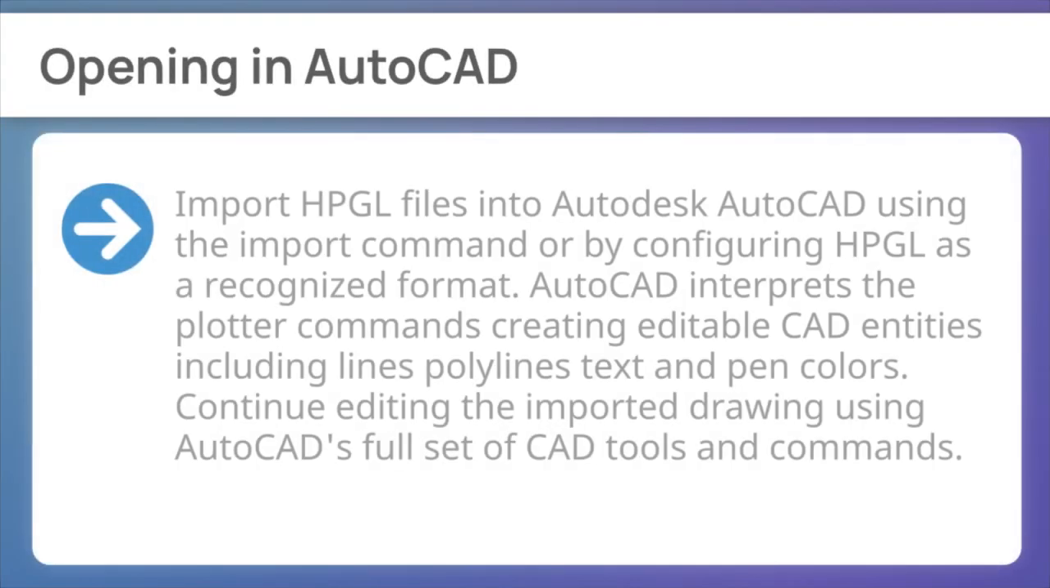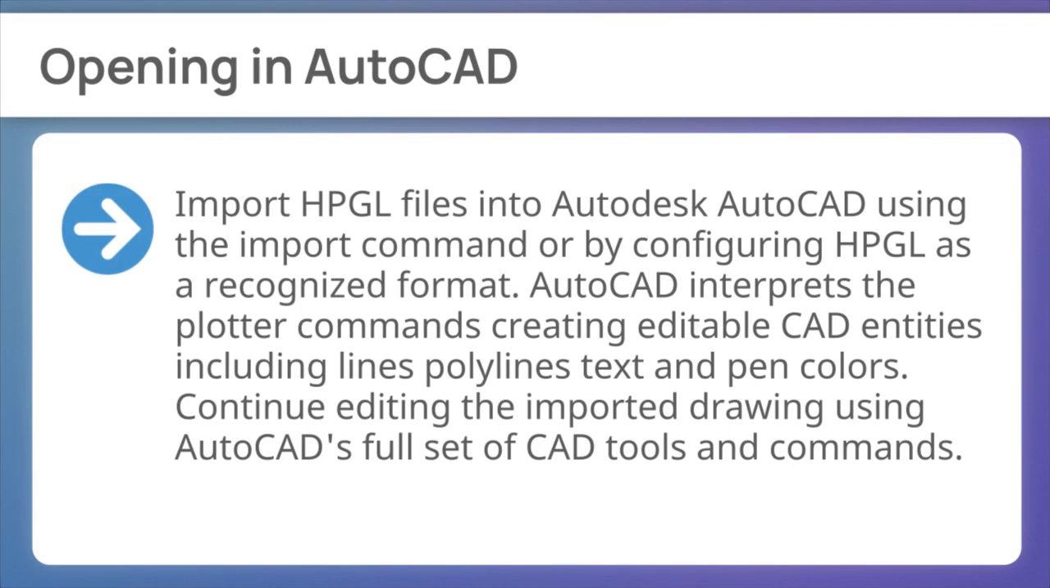First, opening in AutoCAD. Import HPGL files into Autodesk AutoCAD using the import command or by configuring HPGL as a recognized format. AutoCAD interprets the plotter commands, creating editable CAD entities, including lines, polylines, text, and pen colors. Continue editing the imported drawing using AutoCAD's full set of CAD tools and commands.